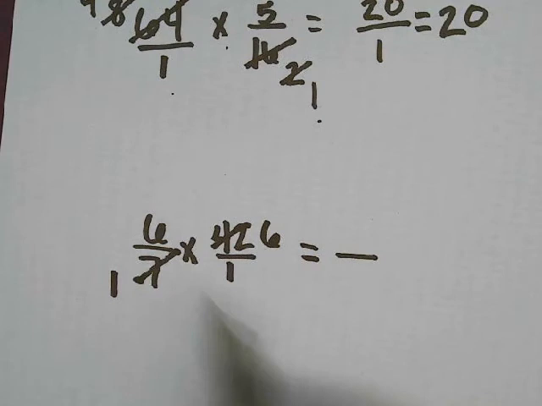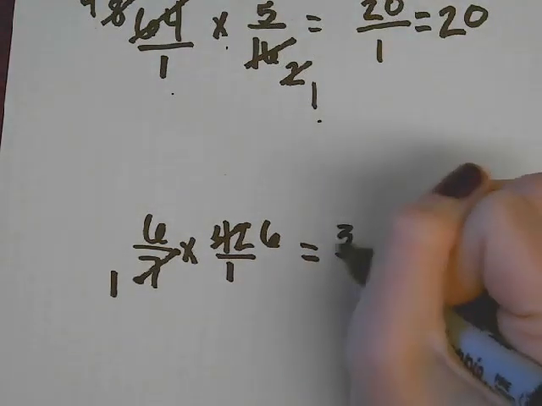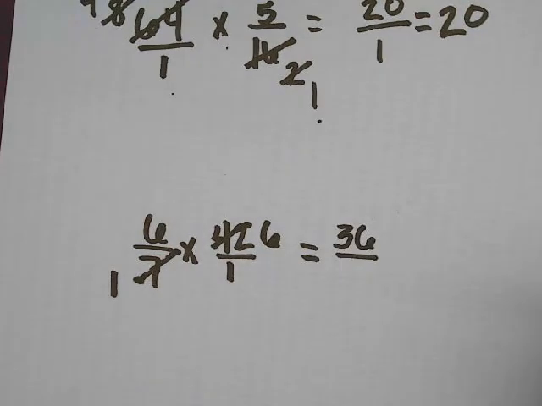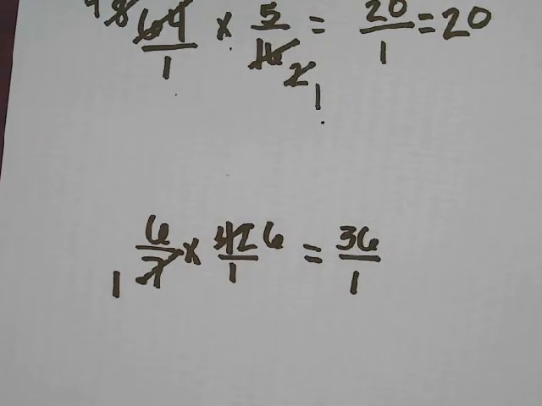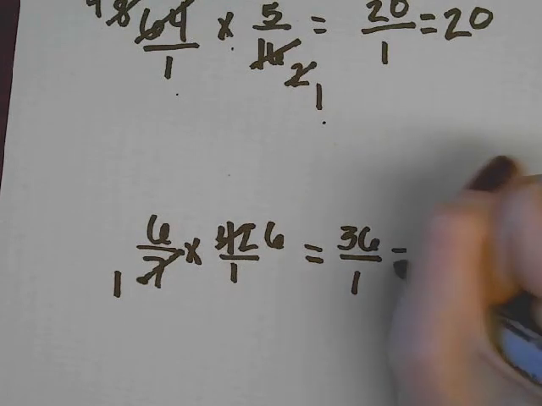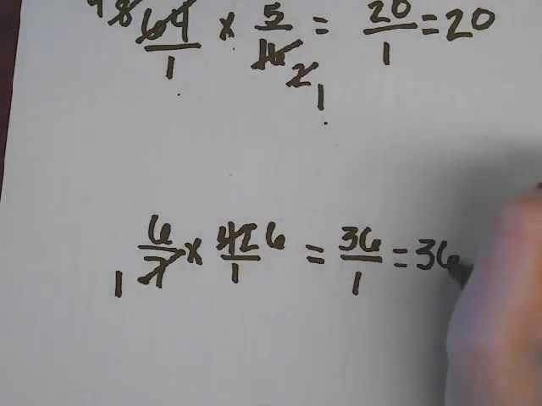Now I can multiply my numerators and multiply my denominators. 6 times 6 is 36. 1 times 1 is 1. And 36 divided by 1 is equal to 36.